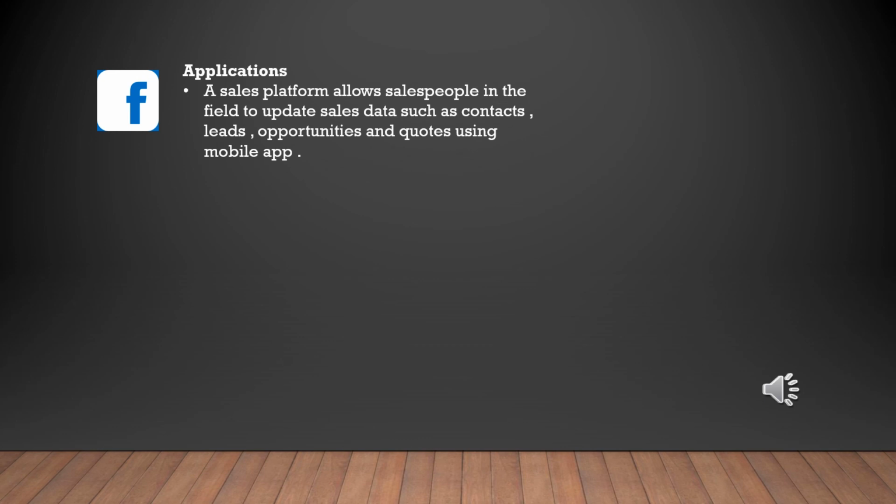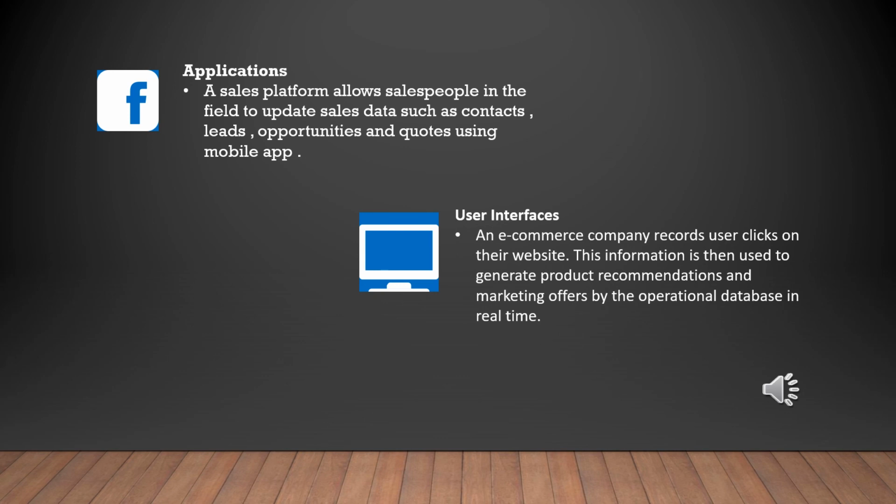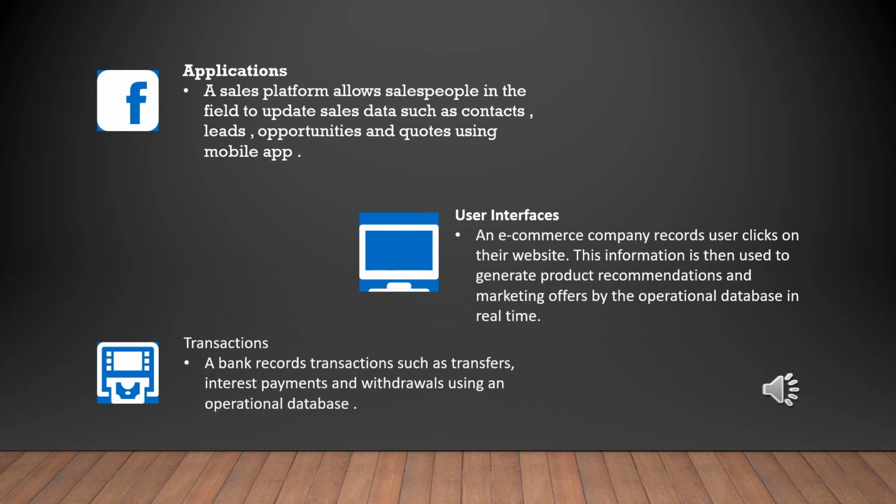Applications. A sales platform allows salespeople in the field to update sales data such as contacts, leads, opportunities and quotes using a mobile app. User interfaces. An e-commerce company records user clicks on their website. This information is then used to generate product recommendations and marketing offers by the operational database in real time. Transactions. A bank records transactions such as transfers, interest payments and withdrawals using an operational database.